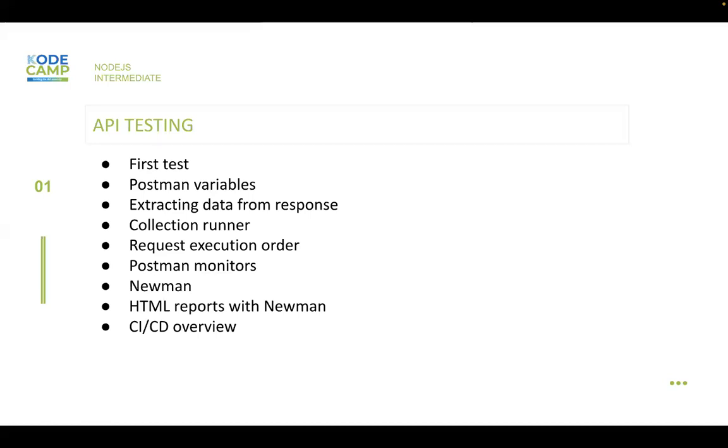Then from there, the rest of the items on the list, you will go and try to learn it on your own, because you already have the basic knowledge of Postman, and we've got a lot to do, so we don't want to waste much time on this. You go and learn about the collection runner, the request execution order, Postman monitors, Newman, HTML report with Newman, and then CI/CD overview, or how you can integrate Postman with your CI/CD workflow and all of that. So first of all, let's see how we can write our first test.